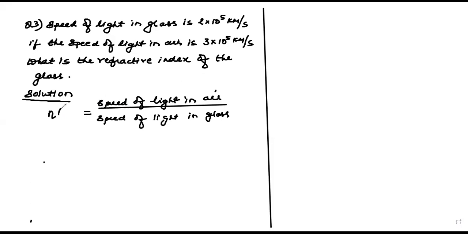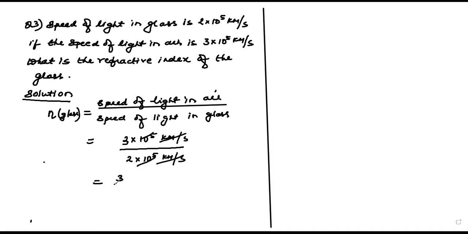The refractive index of the glass is, children, speed of light in air upon speed of light in glass. What is speed of light in air? Sorry, speed of light in air is 3 into 10 raised to 5 kilometer per second. And what is speed of light in glass, children? 2 into 10 raised to 5 kilometer per second. The units get cancelled. 10 raised to 5 gets cancelled. You're left with 3 upon 2. That is normally 1.5. Okay.